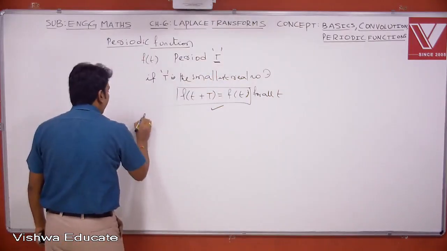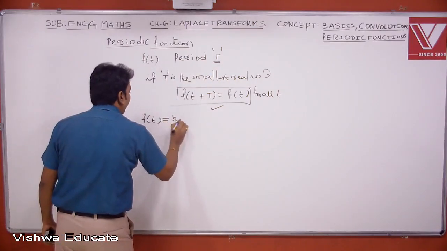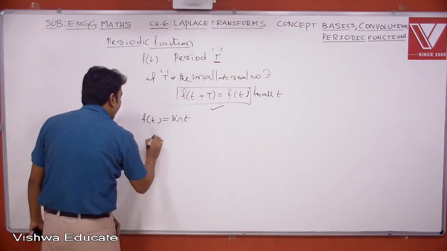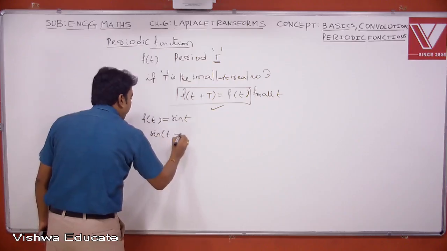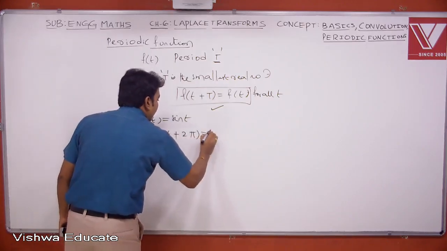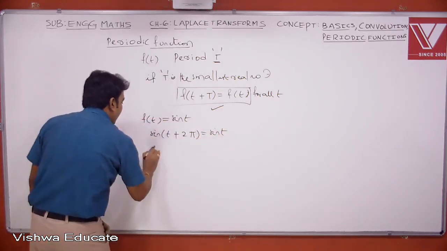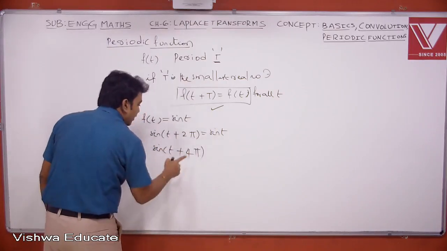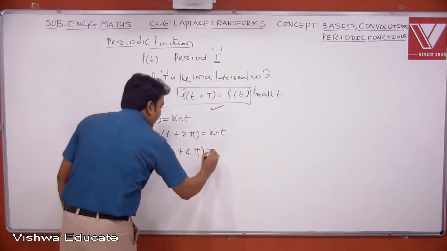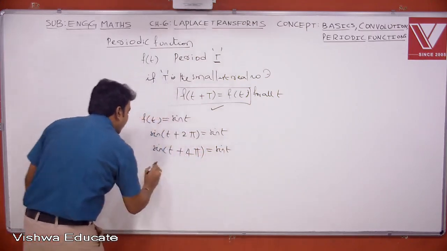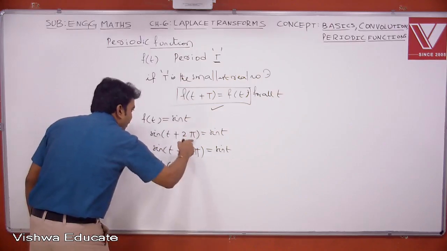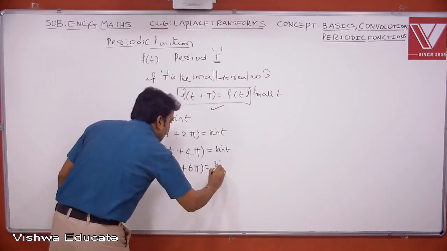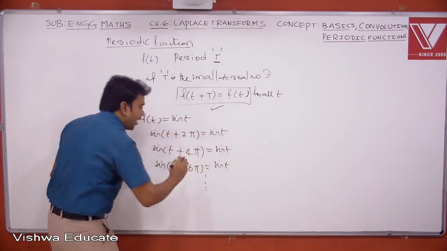Let us see an example. Suppose I take f of t equal to sin t. Now, sine of t plus 2 pi is nothing but sin t. Even I can take sine of t plus 4 pi, which is a multiple of 2 pi. Again, this becomes sin t. Similarly, we can take another multiple of 2 pi, that is 6 pi. So sine of t plus 6 pi is again sin t, like this.